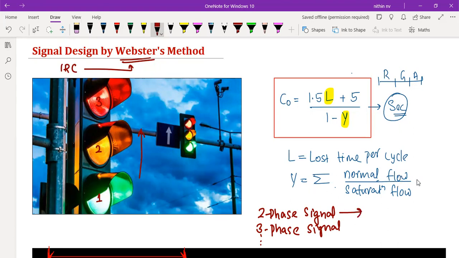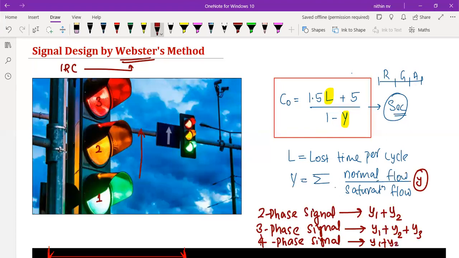So two-phase signal means like this. Can I call it Y also? No, this normal flow to saturation flow is y. For a two-phase signal, two critical flows will be there. Then it is going to be y1 plus y2, capital Y. For a three-phase signal, we will be having three ratios, y1, y2, y3. Similarly, if you are having a four-phase signal, that will be given in the question, okay? Whether the signal is two-phase, three-phase, or four-phase, they will mention in the question. Then four ratios we will be having.